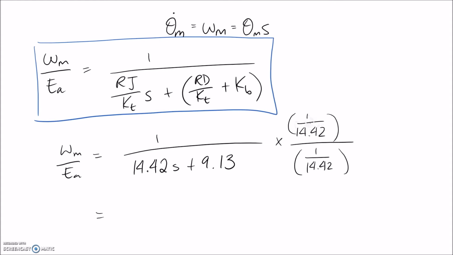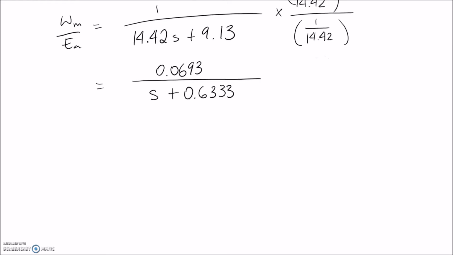So on the top line, I'm going to get 1 on 14.42, which is equal to 0.0693. And on the bottom line, if I get 14.42 divided by 14.42, that's going to just leave me with S. And then I'm going to get 9.13 divided by 14.42, and this leaves me with 0.6333. So we can see this is now my characteristic equation because I have a 1 in front of the S on the bottom line.